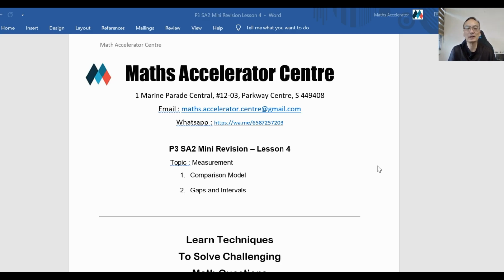The topic we're going to cover today will be measurement, and the heuristics will be number 1, comparison model, and number 2, gaps and interval. Let's go to the first question.